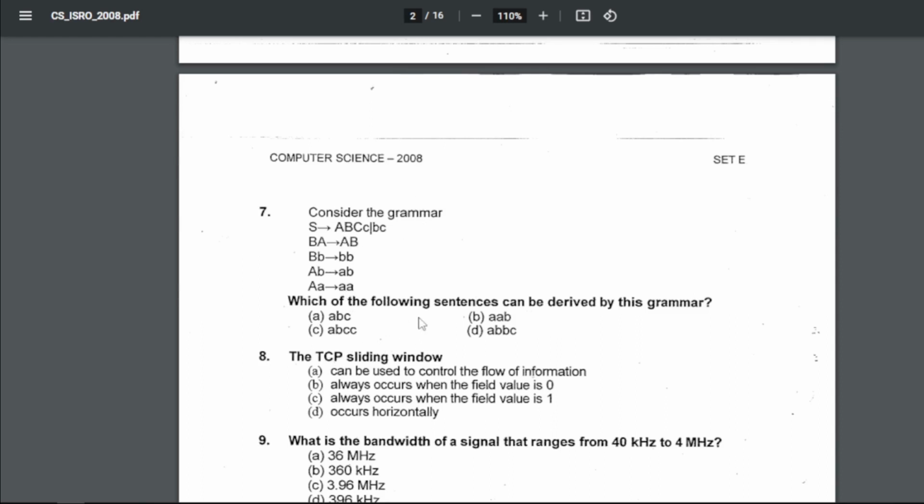Now question number 7 is, consider the grammar. This is the grammar. Which of the following sentence can be derived by this grammar? So if you solve this particular grammar, you will get the answer as A, that is ABC. So ABC can be derived by this grammar, right? So you can see that.